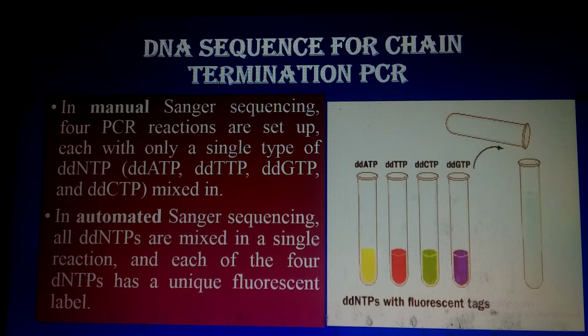So there are two ways. One is the manual Sanger sequencing and the other is the automated. In manual Sanger sequencing, four PCR reactions are set up, each with only a single type of ddNTP. Like I have shown you, four reactions are prepared, one tube with ddATP, the next one with ddTTP, the next one with ddGTP, and ddCTP. So four reactions in manual. In automated Sanger sequencing, what will happen? There is a difference between the manual and automated. All the ddNTPs are mixed in a single reaction, and each of the four ddNTPs has a unique fluorescent label. Just labeling the ddNTPs in automated and mixing all of these in a single reaction, but in manual, four different reactions are set up.